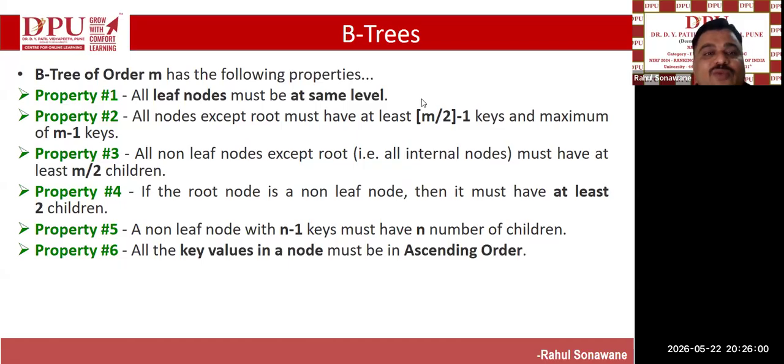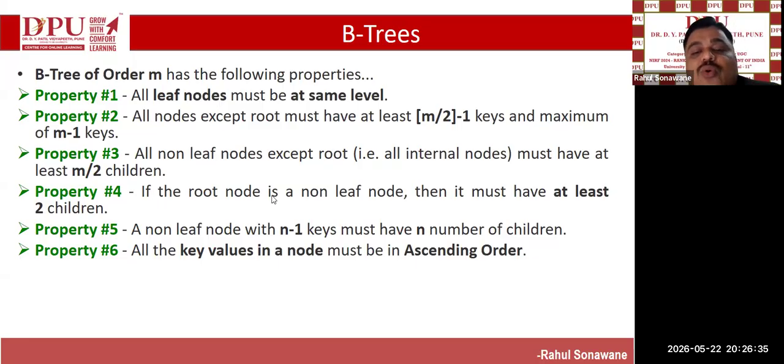So they have applied one more property that all the nodes except root must have at least m by 2 minus 1 keys. So minimum m by 2 minus 1 keys, maximum m minus 1 keys, as the property is taken from the M-way tree. And all the non-leaf nodes except root, that is all internal nodes, must have at least m by 2 children, when m is the order of the tree, right?